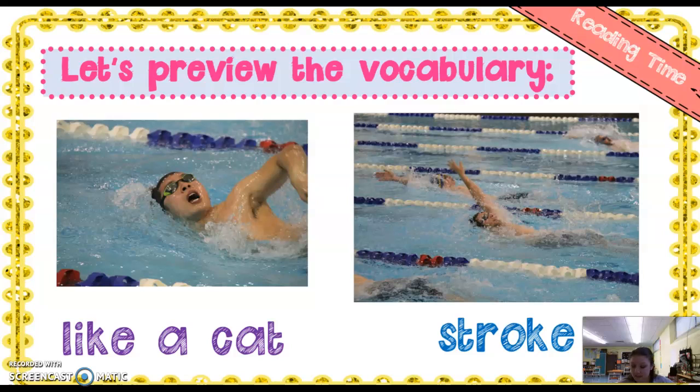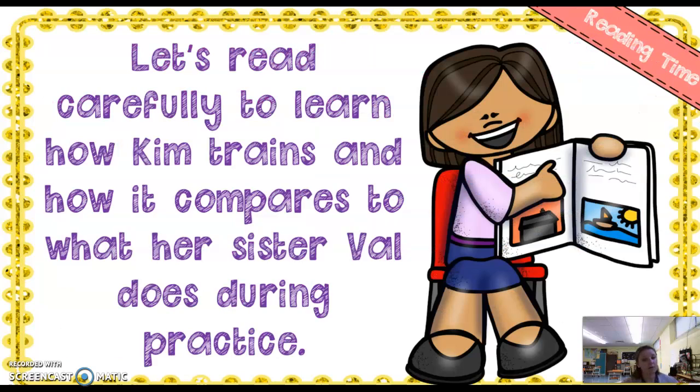And then the last word is stroke. And a stroke is a method of moving your arms and legs while you're swimming in the water. There's all different kinds of strokes in swimming that you have to practice and get good at in order to master. So we're going to read carefully to learn about how Kim trains and how it compares to what her sister Val does during practice. Remember, Val went swimming and then she worked out. So I'm going to look at my table of contents and find Kim's training, and I see it begins on page 32. All right, it's this page right here.